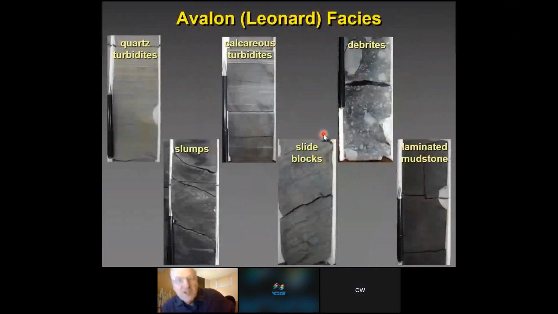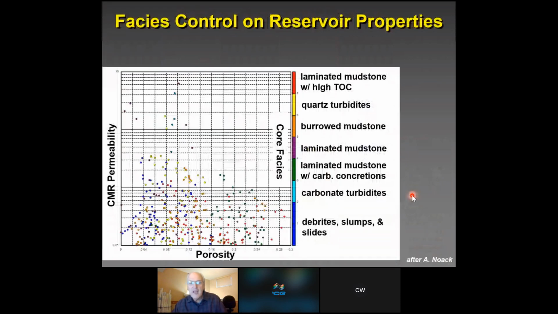Final example here, just finishing up, is the Leonard, the Avalon in the Delaware Basin, just to the west of the Central Basin Platform in the Red Hills area. I identified 6 major facies: quartz turbidites, calcareous turbidites, debrites, also slumps, slide blocks, laminated mudstones. I worked with Amy Nowak, and she subdivided the mudstones a little bit more into laminated mudstones with high TOC, low TOC, carbonate concretions, and burrowed mudstones.